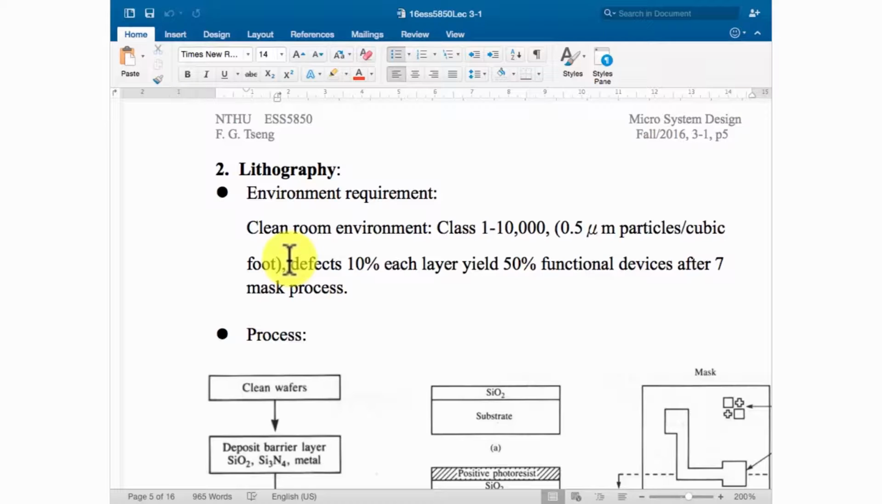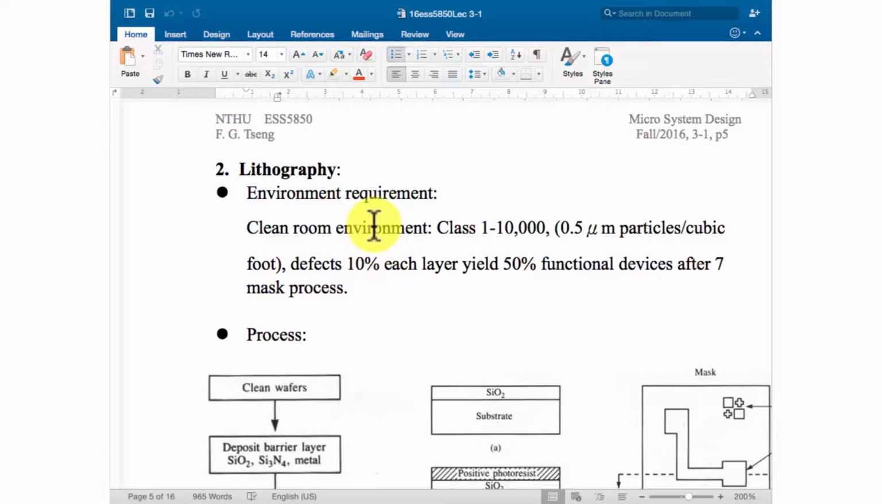So that's a level of cleanness. If it's class 1, you can find only one particle. It's very, very clean. Okay. In a typical room, you have millions to 10 million particles in that kind of volume. So it's very dirty, like the room here. Okay, it's not very clean.